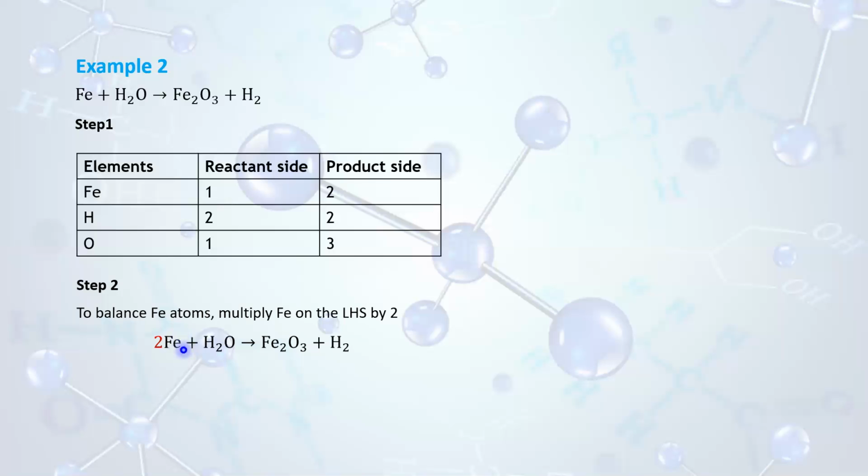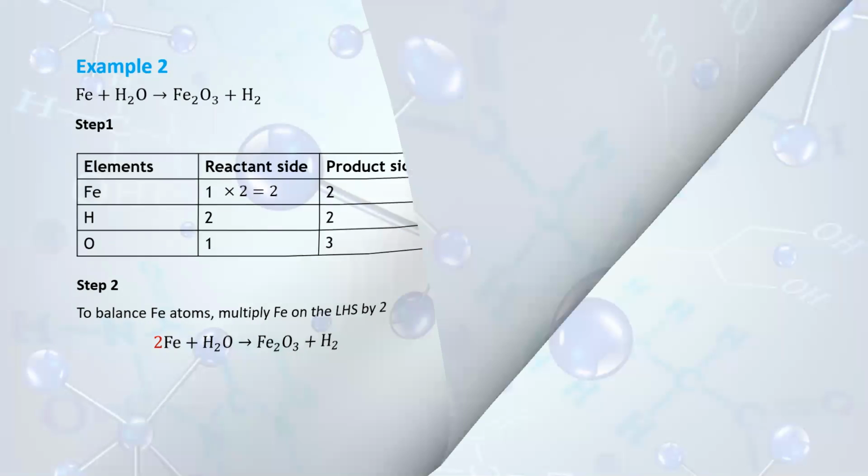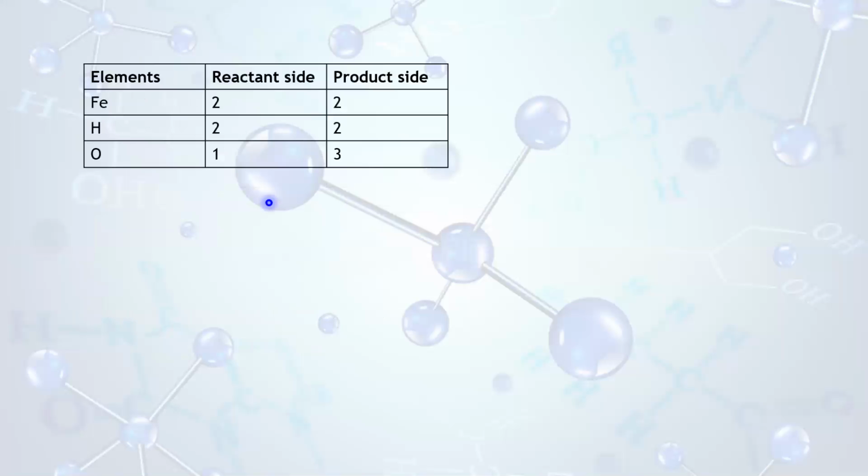As there are no other elements here, there will be no other difference. So after multiplying by 2, the number of iron atoms changed. Now it changed into 2. So we have 2 iron atoms now. On the product side also 2 atoms, hydrogen 2, product side also 2. What is left? Oxygen is left.